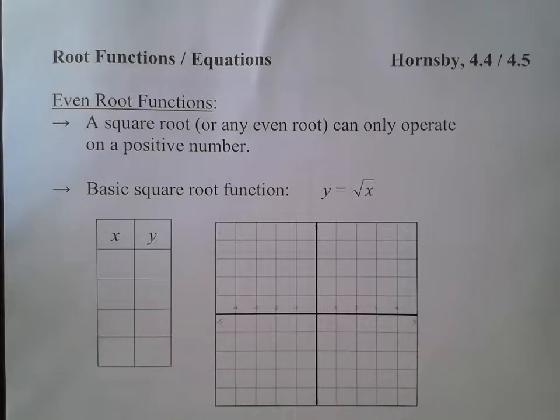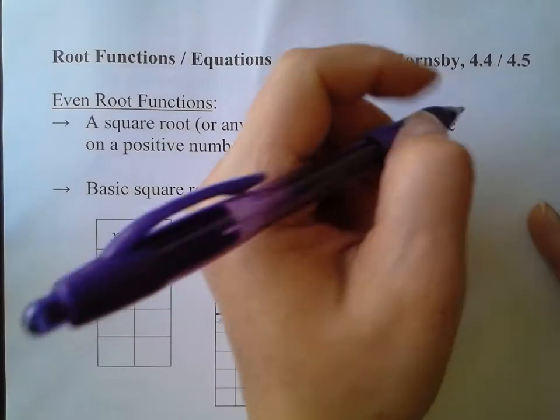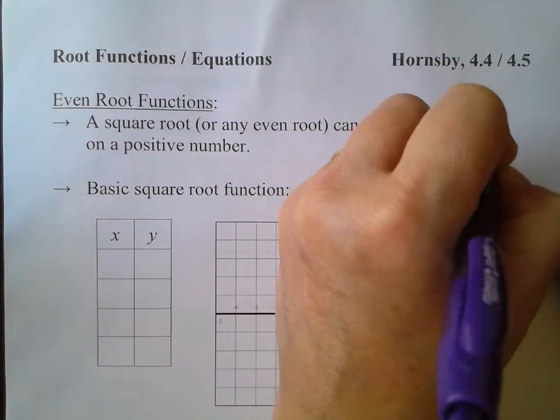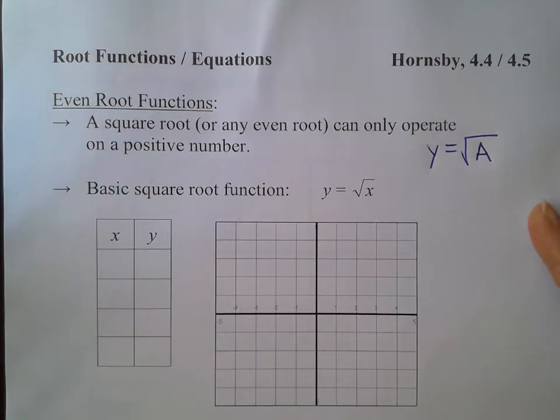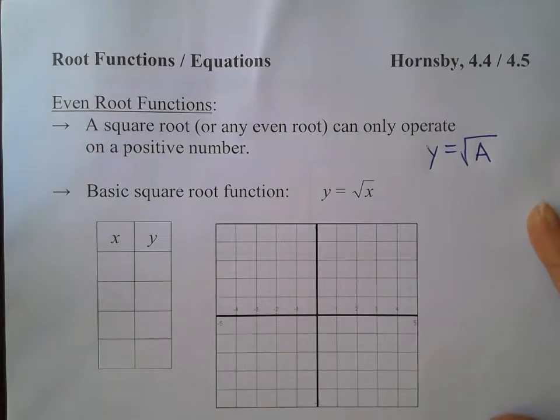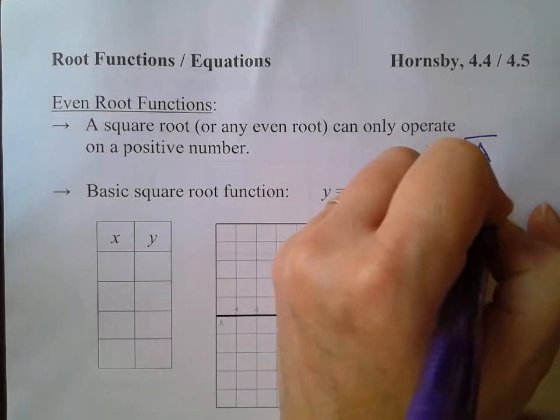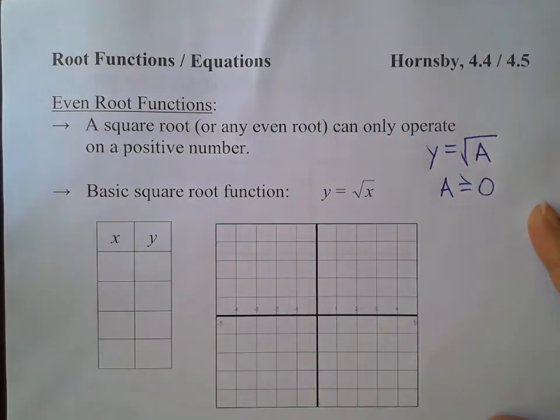Even root functions first. They're kind of separated into two categories. A square root, or any even root, can only operate on a positive number. So if I wanted to write that out in general with some symbols, the inside of the square root is usually called the argument. We're saying that that argument has to turn out to be a positive number greater than or equal to 0.